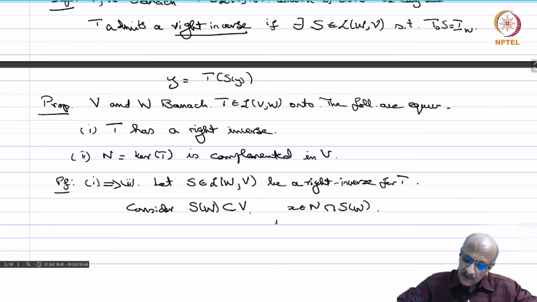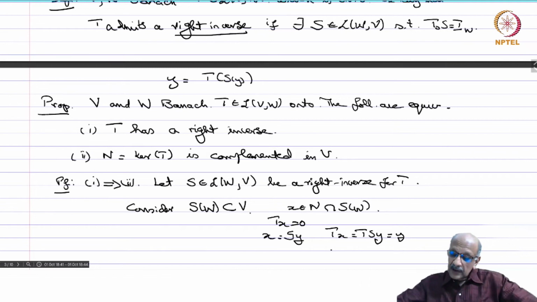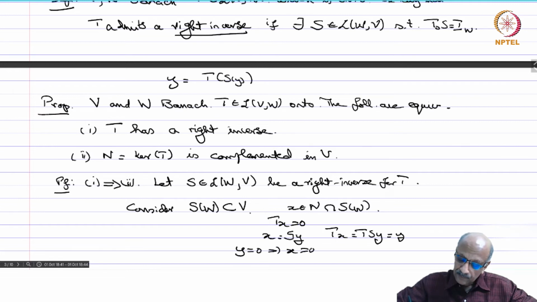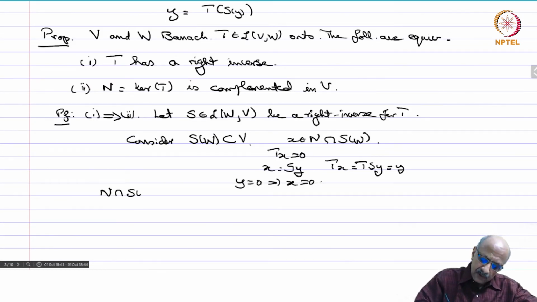So X belongs to N, so T of X is 0. X belongs to S of W, so X equals S of Y for some Y. So T of X is T of S of Y, but T composed with S is the identity map, and therefore this is equal to Y, and therefore Y equals 0. So Y equal to 0 implies X equal to 0. And therefore we have that N intersection S of W is the singleton 0.